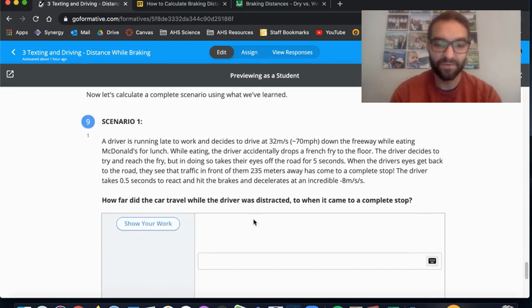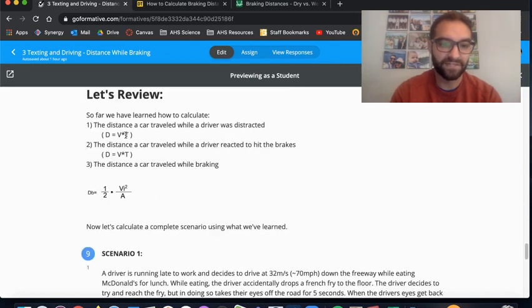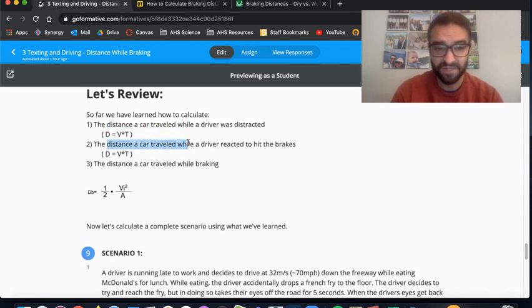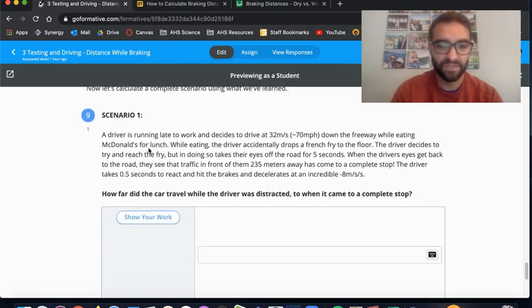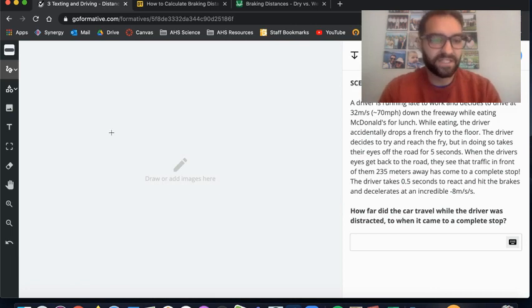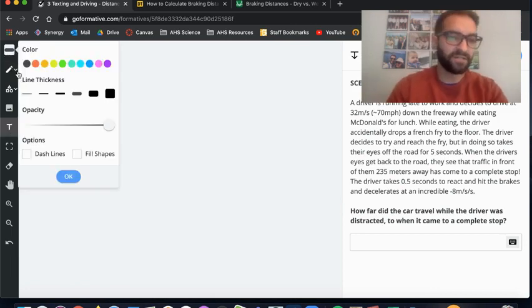This is how we want to approach it. So we want to show our work, and we want to use these three calculations and then add them together. Okay, so we're going to solve for the distance while distracted. We're going to solve for the distance while the driver reacted, and then we're going to solve for the braking distance. So if I go into here again, I'm going to type, ooh, that's too big. Let's type this smaller.